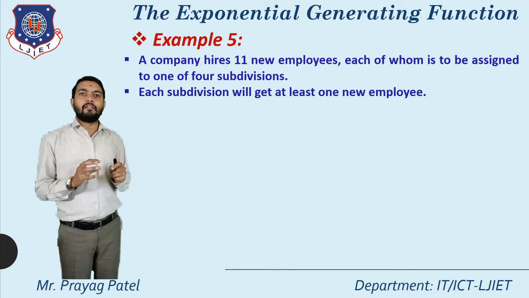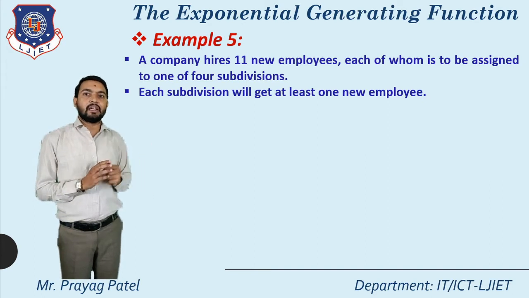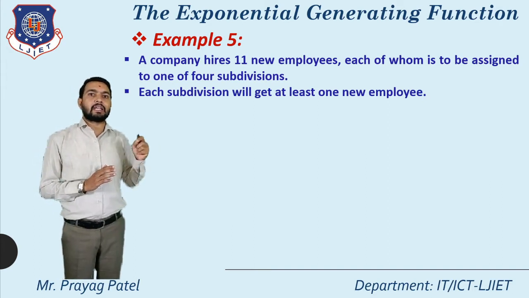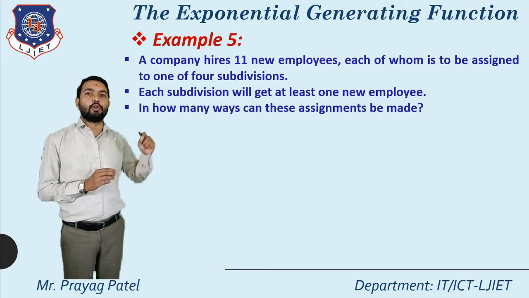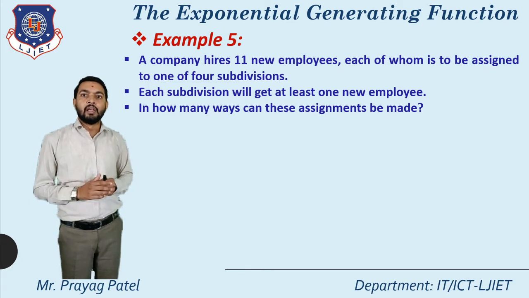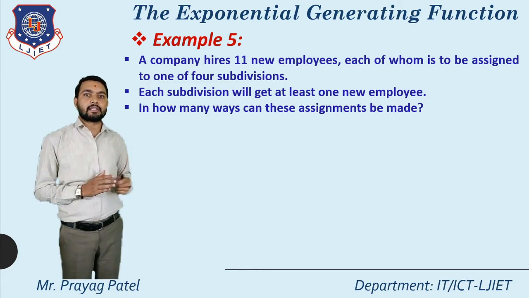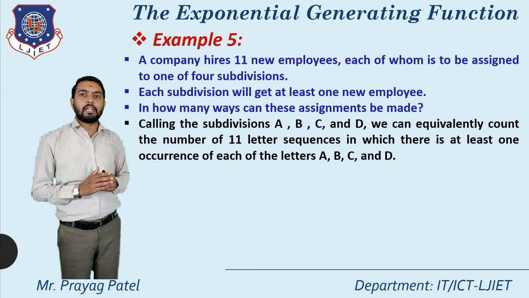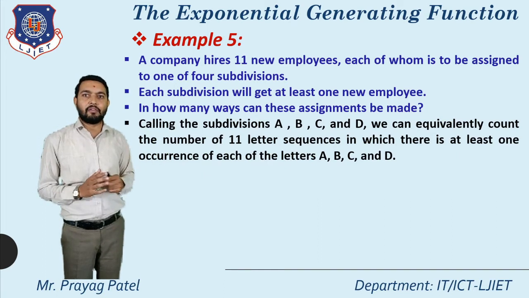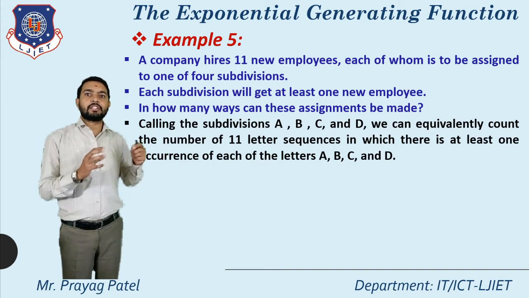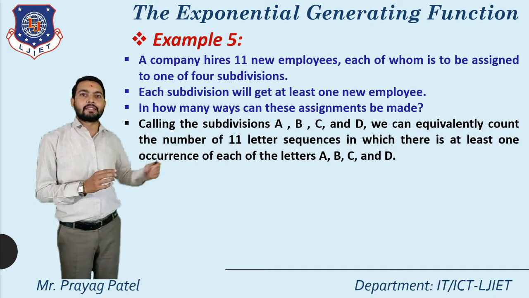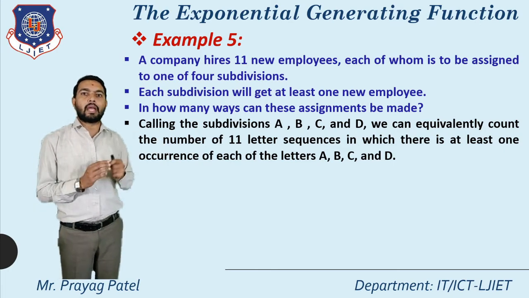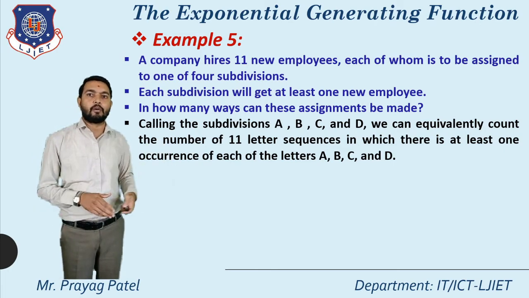So we have to divide the 11 into 4 parts, like A, B, C, D, the 4 divisions. The second condition is that each subdivision will get at least one new employee. So you have to compulsorily give one new employee to each department A, B, C, D. In how many ways can this assignment be made? Here we consider A, B, C, D as the subdivisions and the 11 as the new employees. For example, we consider 11 as a letter sequence in which we have to arrange the letters in A, B, C, D form.